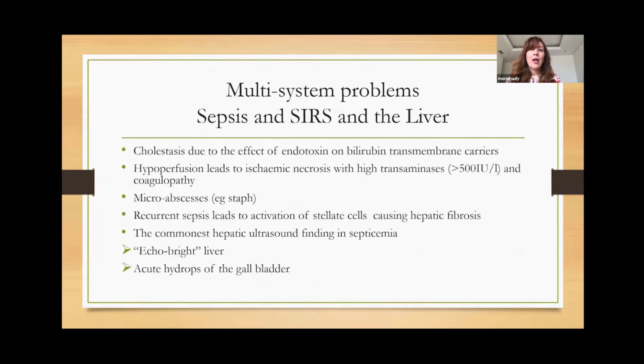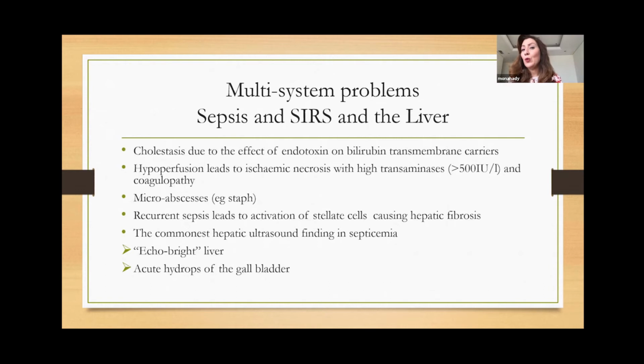The most common multi-system cause of liver dysfunction that we come across is sepsis. Cholestasis results as an effect of the endotoxin on the bilirubin transmembrane carriers, and that's why we see cholestasis early on. Also, in quite sick children, there is hypoperfusion and ischemia, and as we discussed before, an ischemic effect on the hepatocytes and necrosis with very high transaminases. In staph sepsis, it can present with micro abscesses in the liver.